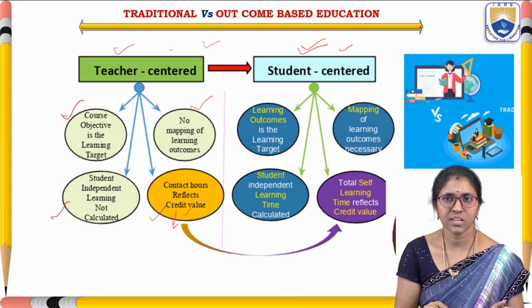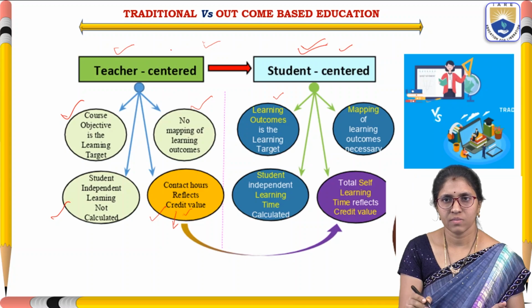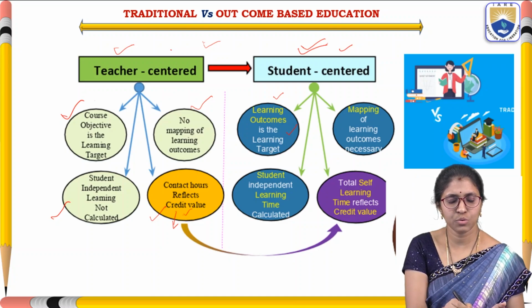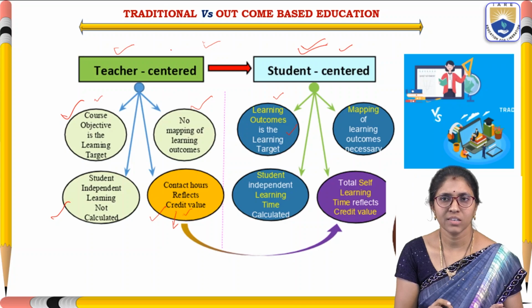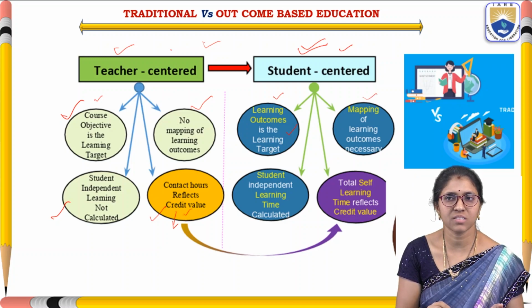This is the OBE system, a student-centric system. In this, the learning outcome is the learning target, not the course objective. Here, mapping of learning outcomes is necessary.